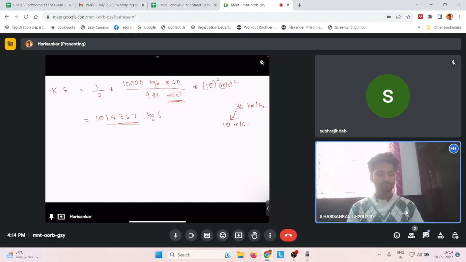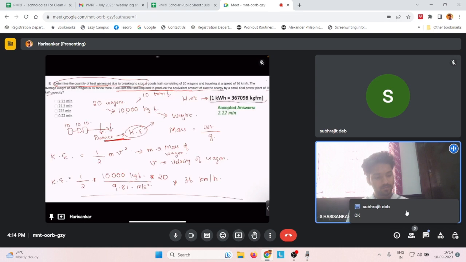1019.367. Not megajoule actually. This is kilogram force. So the unit is slightly different here. Kilogram force, and so meter per second square will get cancelled here, and we'll have a meter also. So this is not megajoules. Okay, so be careful with the unit. So this is kilogram force meter.